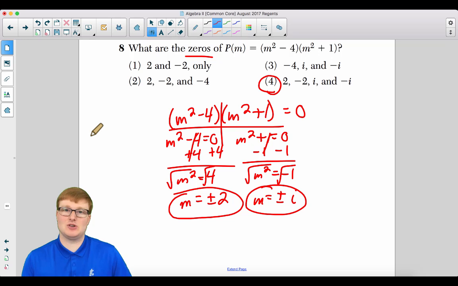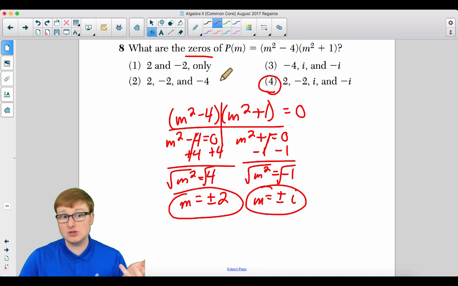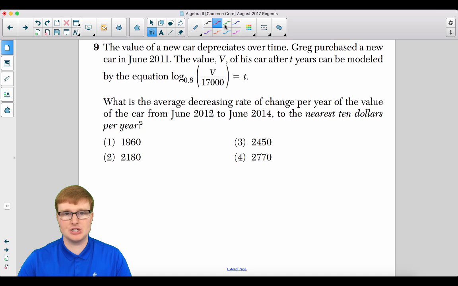Now you might be saying to yourself, yo, Trev, what are you talking about? Those are imaginary numbers. There's no way they could be zeros. Well, by definition, a zero is just simply setting the quadratic, or whatever function you're working with, in this case a quartic, equal to 0 and solving. We did that already. We set it equal to 0. We solved it. We got these numbers. And i is technically a number. It's an imaginary number. And those are your zeros. If they were asking you, however, for the real roots of the quartic function, it would only be positive 2 and negative 2. But they want everything. So your answer is going to be choice 4. Don't be fooled by that. Know what they're asking.